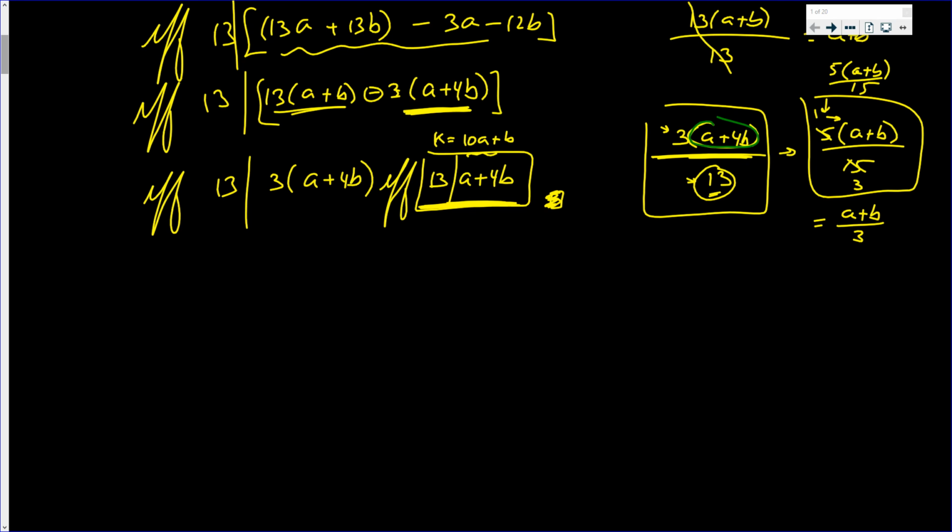Just for the record, if 13 divides a plus 4b, then it would also divide a plus 4b minus 13b, because that's a multiple of 13. That means 13 will divide a minus 9b. That's another rule. That's yet another rule. So the rule isn't unique. This is one of them.